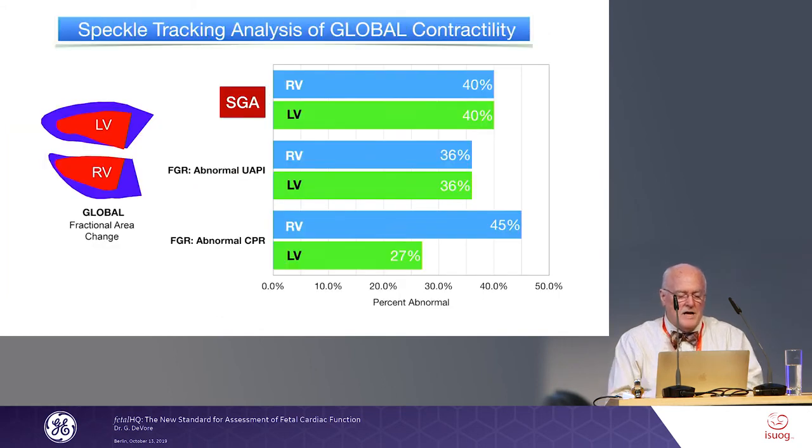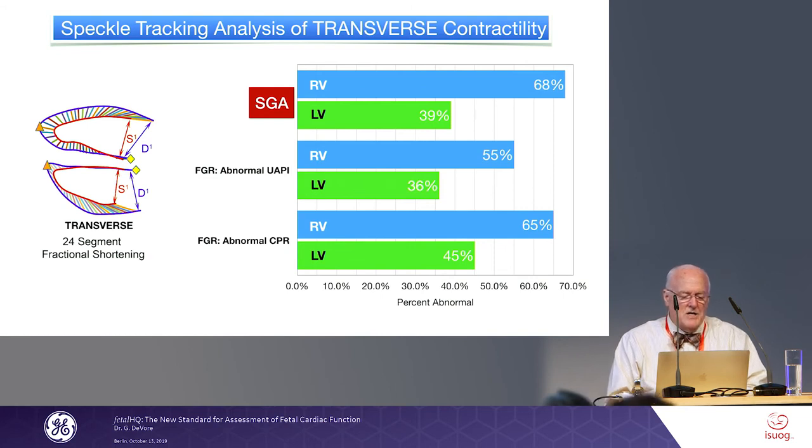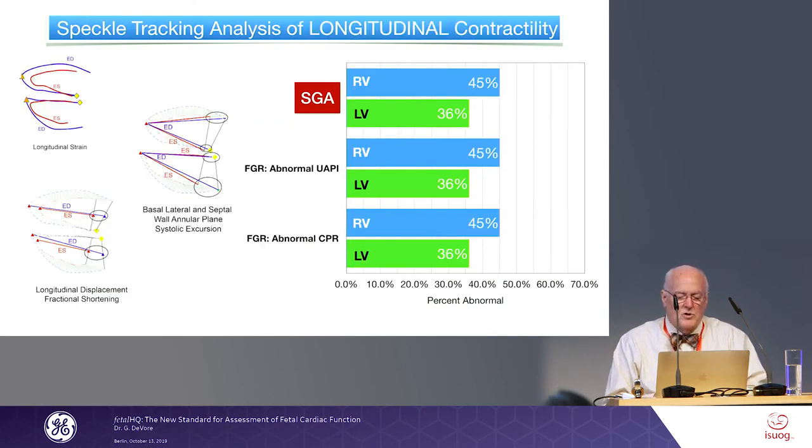Okay, now if we look at the functional aspects, global contractility, I've highlighted SGA. This is the two growth-restricted categories. You'll see that they're very much the same as far as the incidence of abnormal fractional area change. If we look at the transverse contractility, you see the right ventricle more frequently has decreased transverse contractility in all three groups than the left ventricle does. If you look at longitudinal contractility, they're very similar, again, almost equally distributed among the groups. So the contractility is a part of the package of abnormal findings, irrespective of whether you're SGA or whether you have fetal growth restriction by definition.